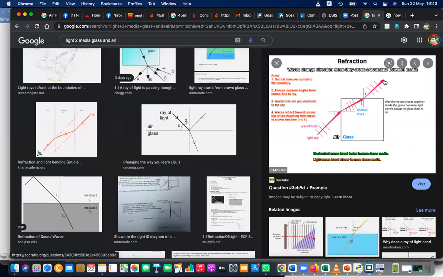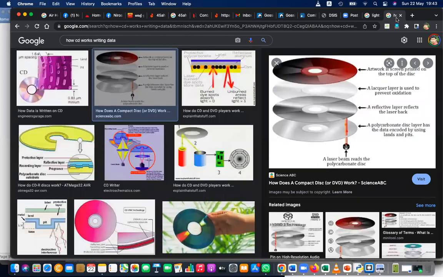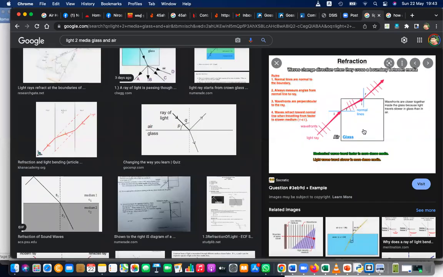So when the lower layer is damaged, this bending happens. Because if it hits directly at 90 degrees, then it will not bend.